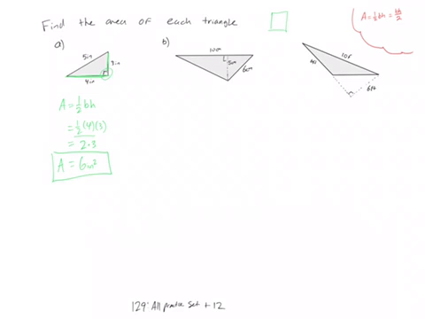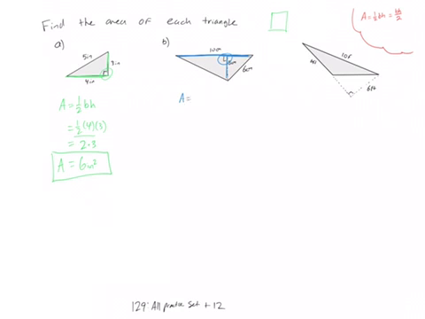Alright. Looking at this next one here, I'm looking for a right angle. I see a right angle right here. So I'm going to use the two lengths that are on either side of it. So particularly this length right here, which is 5, and this length right here, which is 10.